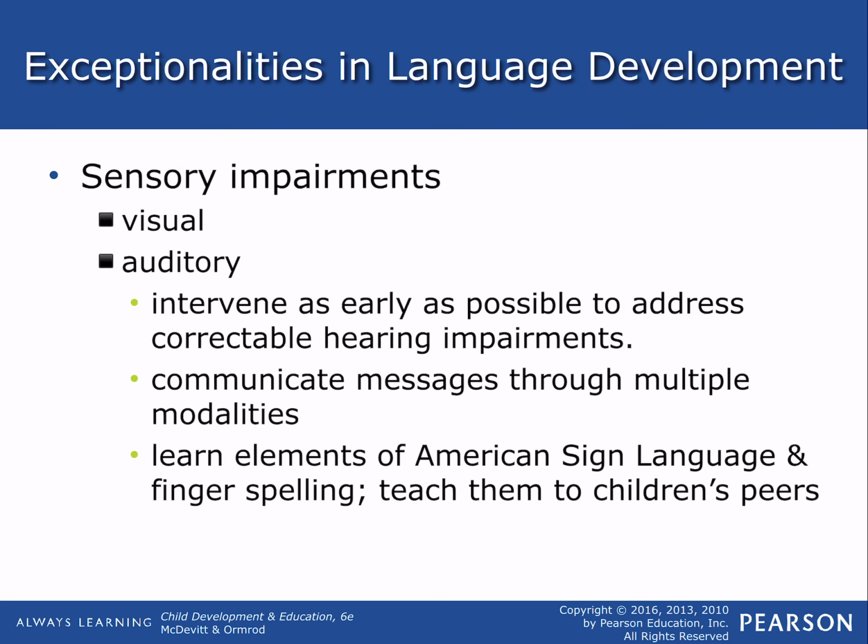Sensory impairment, visual and auditory, so deaf kids, right? Kids who have hearing loss. Intervene as early as possible to address anything that might be correctable in terms of hearing, because if you can't hear, you can't learn how to do speech. Communicate messages through multiple modalities, so sign language, picture boards, reading, writing, that kind of stuff.